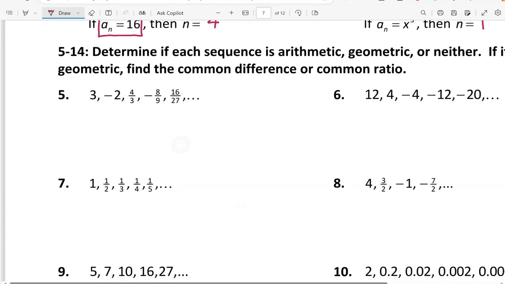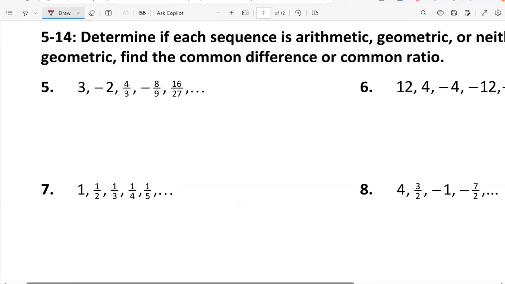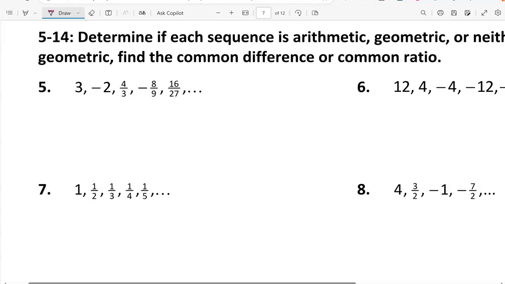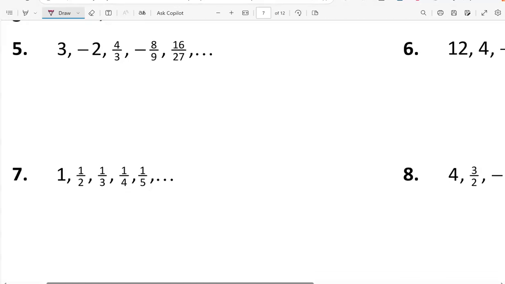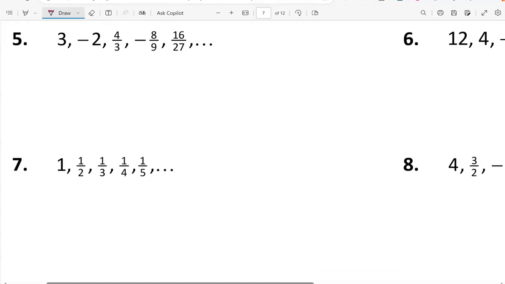In 5 through 14, we're determining if each sequence is arithmetic, geometric, or neither, and if so, find the common difference or common ratio. In number 5, a tip when looking at these types of sequences: if the sequence alternates between negative and positive numbers, then we can have a sequence in which we are multiplying to get from term to term by a negative number. So let's look at the ratios of terms.